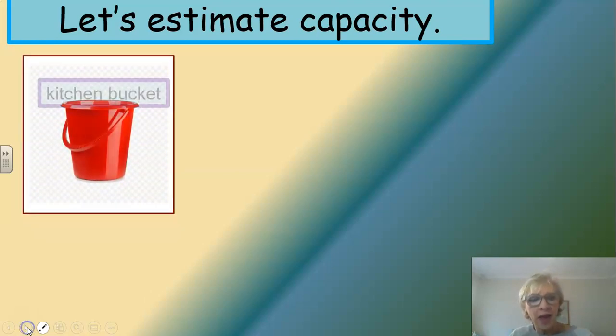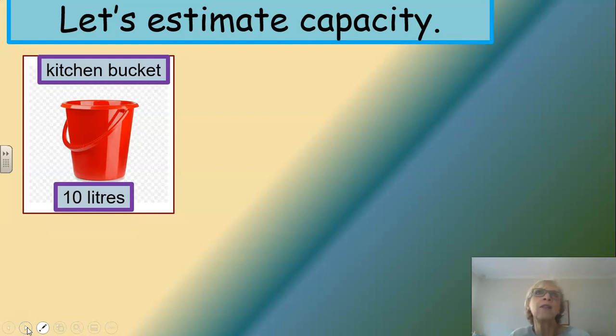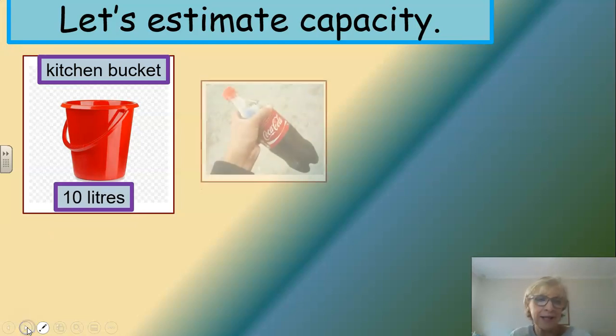Now that there is a kitchen bucket. It's your normal bucket that you would use to put a mop in with the water and mop your floor, or transport water from one room to another. What do you think we would fit in there? And each bucket is different, but generally, often it's 10 liters, which is 10,000 milliliters.